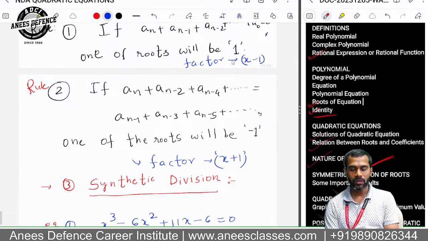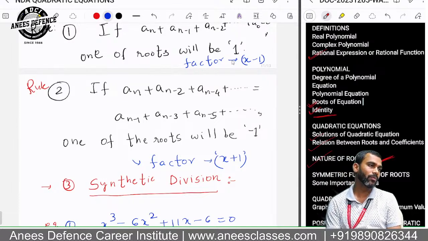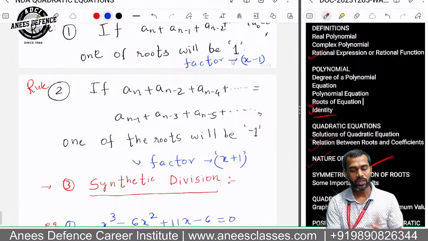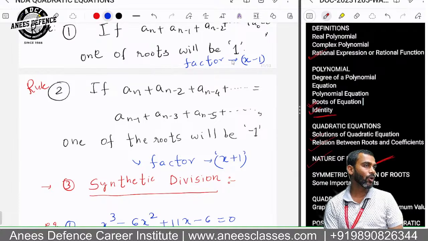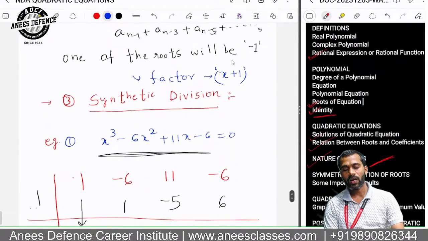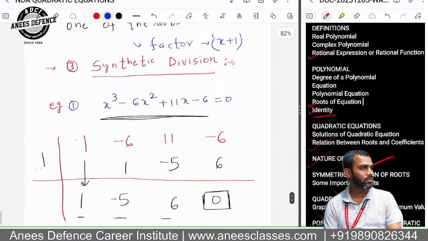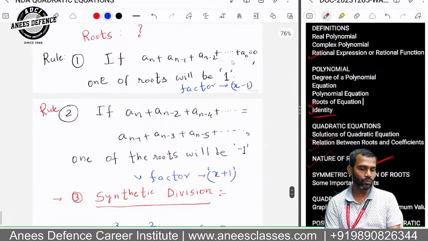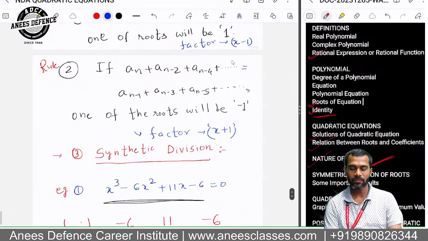Yes or no? If that is the case, then one of the roots would be minus 1. I hope you are getting how we arrive at this rule. So if x is equal to minus 1 is a root, what is the condition? The sum of odd degree coefficients must be equal to the sum of even degree coefficients. Yes or no? And after that, synthetic division. Please note down these two rules first, and then we'll move to synthetic division.